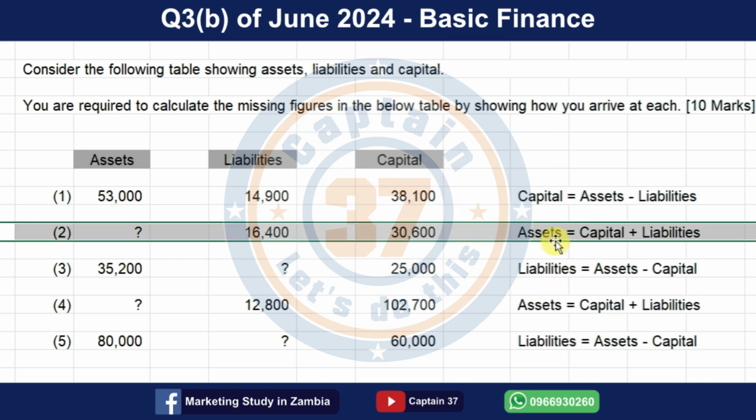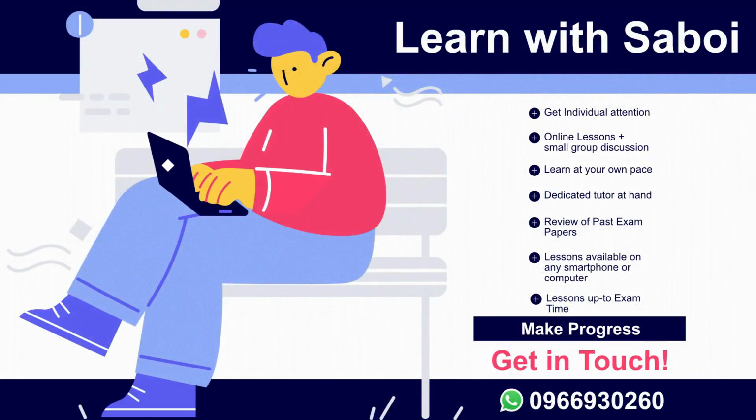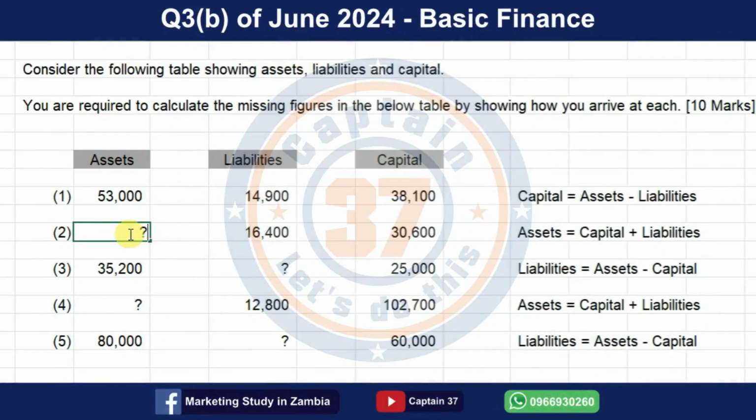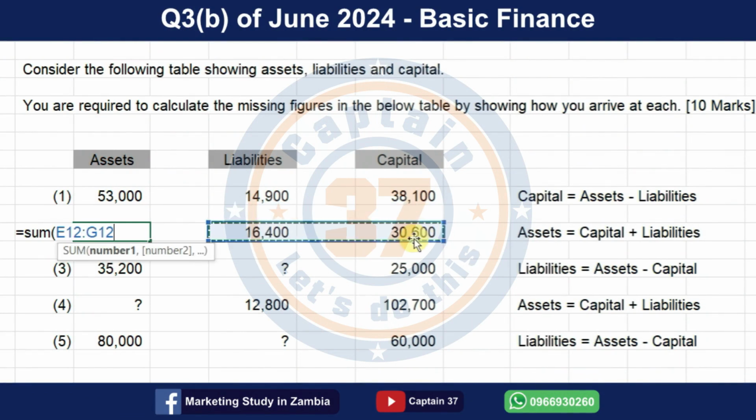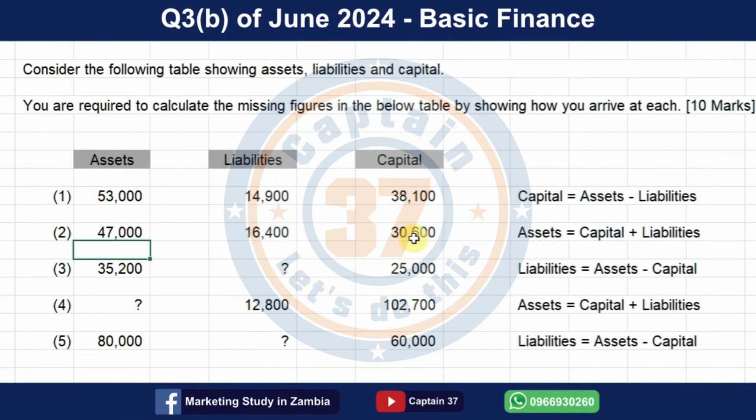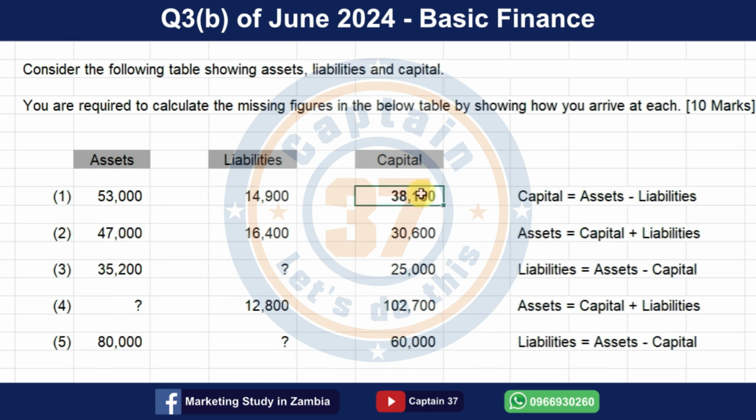We come to number 2. Number 2 is assets is equal to capital plus liabilities. We have the liabilities, we have the capital. We just add these two. I'm going to simply apply a formula here, and that gives 47,000. So this is the answer here.